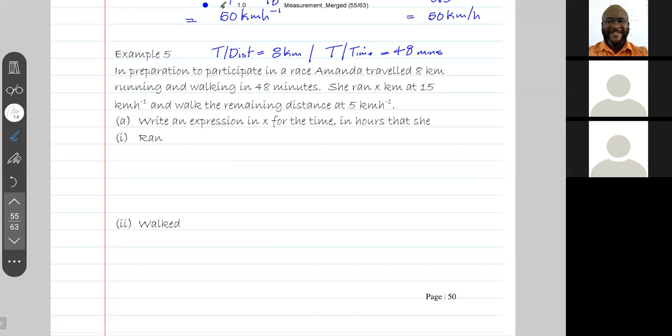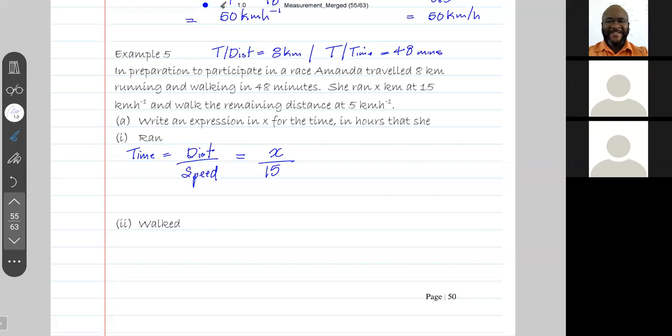All right, well, time is equal to distance divided by speed. Now, she ran X kilometers and she was doing it at 15 kilometers per hour. So the time she took running the X kilometers at 15 kilometers per hour is X divided by 15. That's the answer.